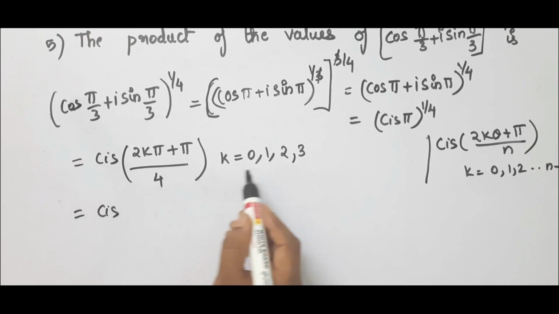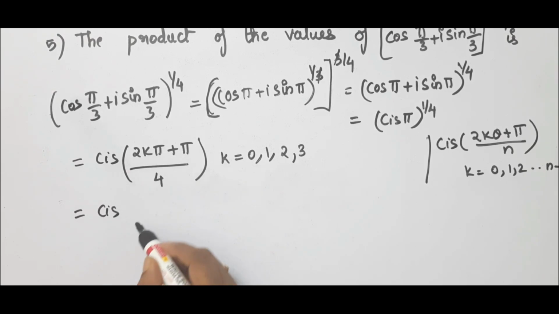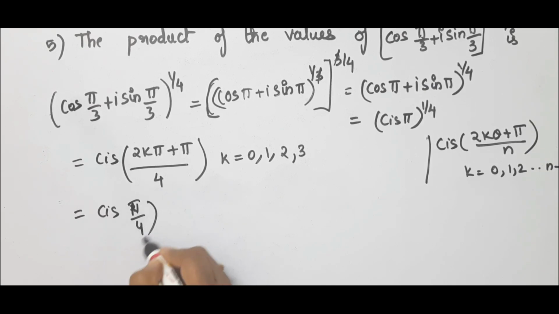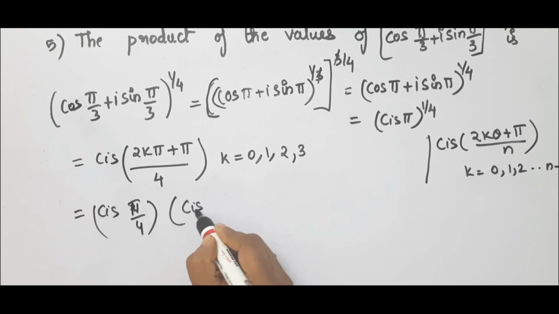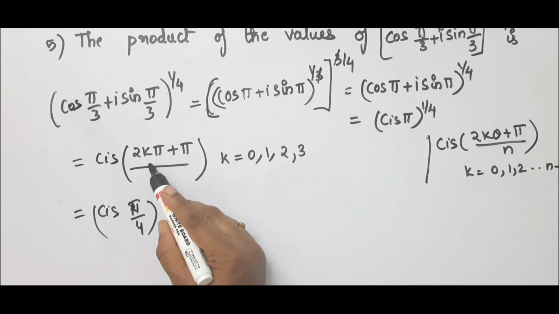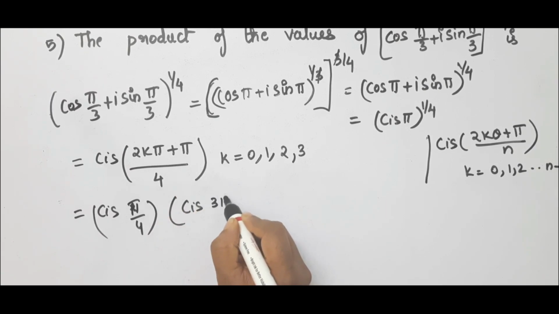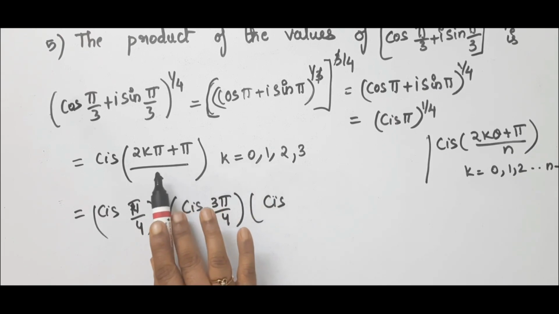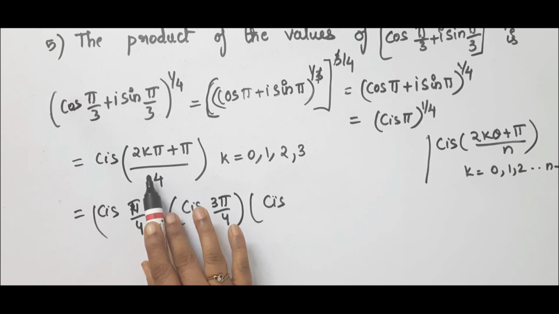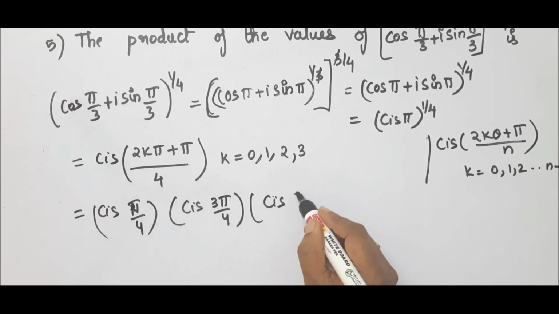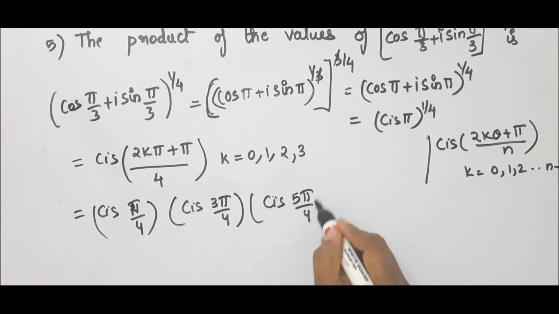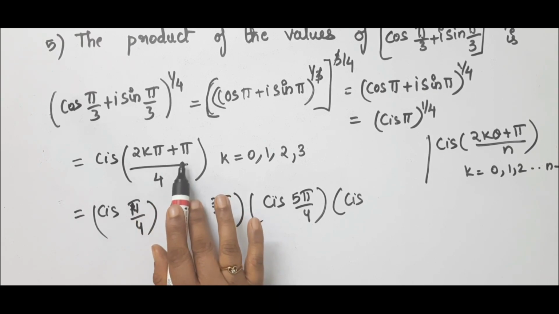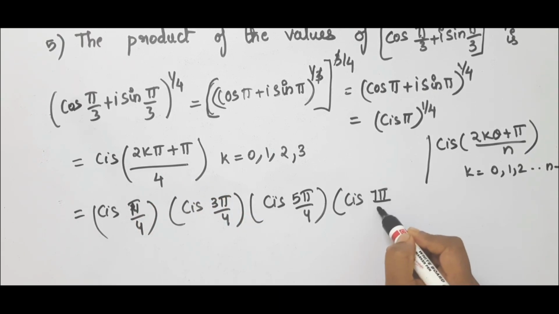cis, if we keep k as 0, this becomes pi by 4. This becomes cis pi by 4. Cis, if we take 1 in place of k, this becomes 3 pi by 4. Cis, if in place of k we take 2, it becomes 4 pi plus pi, nothing but 5 pi by 4. If we take 3, this becomes 6 pi plus pi, nothing but 7 pi by 4.